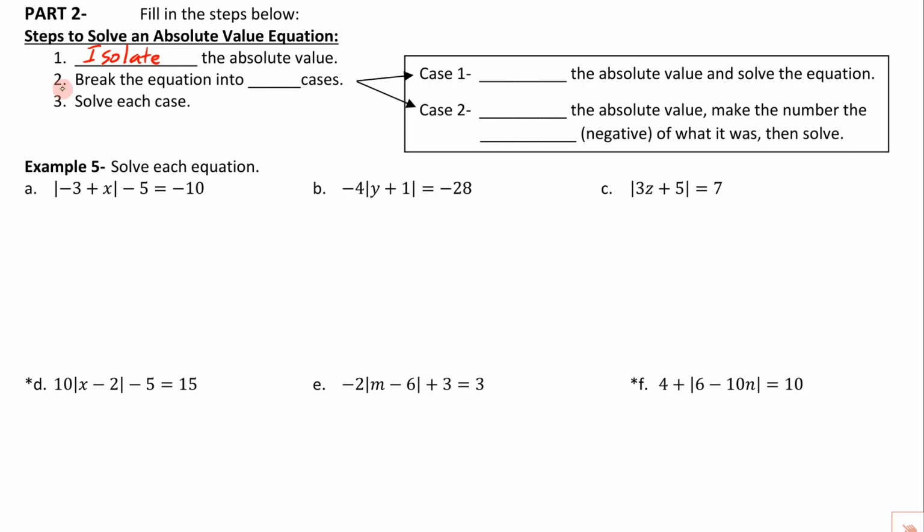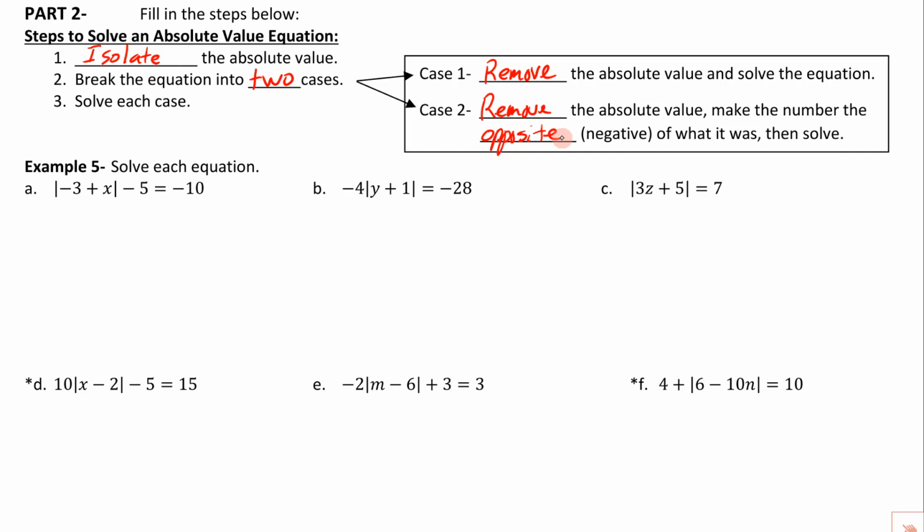The second thing, so step number 2, is we're going to break this into 2 cases. So rule 2 has a 2 in it. And when we break it into those 2 cases, what we do is we remove the absolute value. So I'm going to write the word remove. We just take the absolute value off and we solve the equation. And the second thing is we do the same thing. We remove the absolute value, but we make the number on the opposite side the opposite of what it used to be. Okay? And then we solve that.